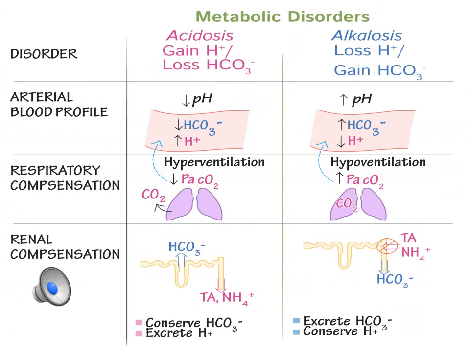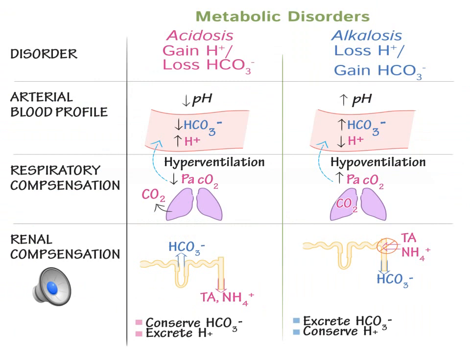A brief recap of the compensatory mechanisms, and we'll include the renal part too. So, in the metabolic disorders, we can see the first row, first column, there's acidosis. So, what happens? There's gain of H plus, there is loss of HCO3. So, what happens to the pH in the arterial blood profile? The pH is decreased, as you can see there. The HCO3 is decreased and H plus goes up.